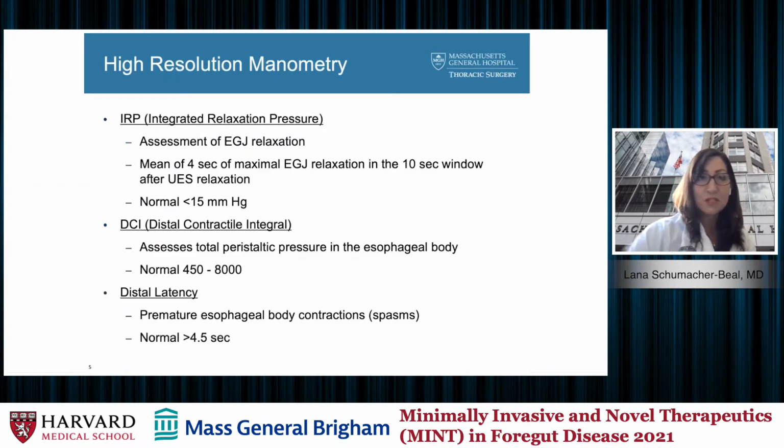So it's important to look at the integrated relaxation pressure to assess the EG relaxation. And when we look at this, we want the IRP to be less than 15. And we can also look at the distal contractile integral pressures, which normal ranges anywhere from 450 to 8,000 millimeters of mercury. And then we can also look at distal latency to look for premature esophageal body contractions and spasms. And so this is all important when we talk about achalasia.